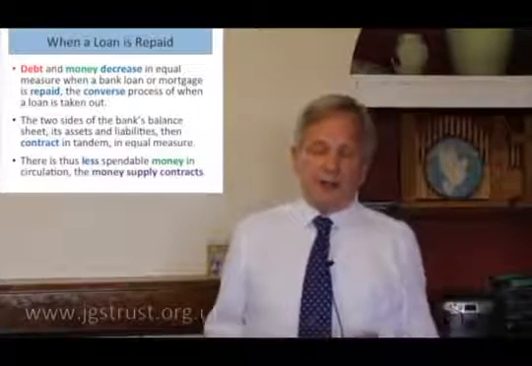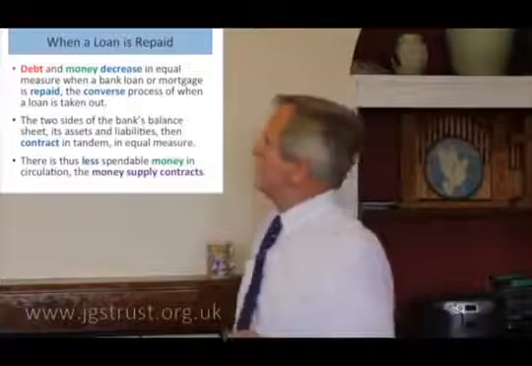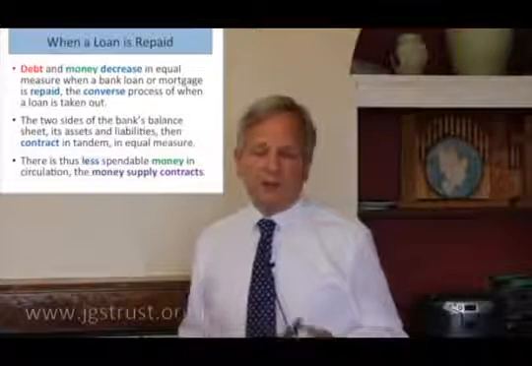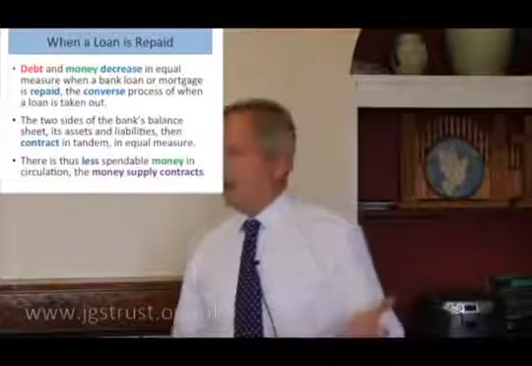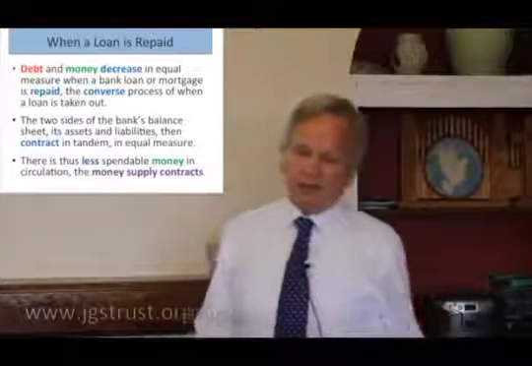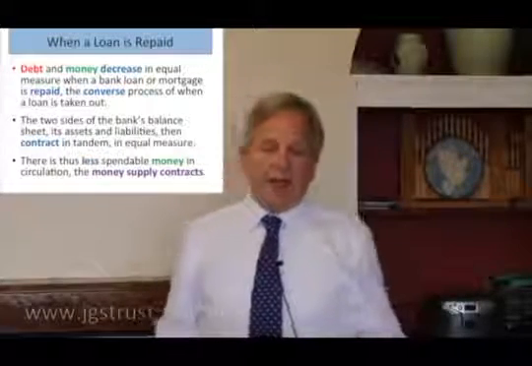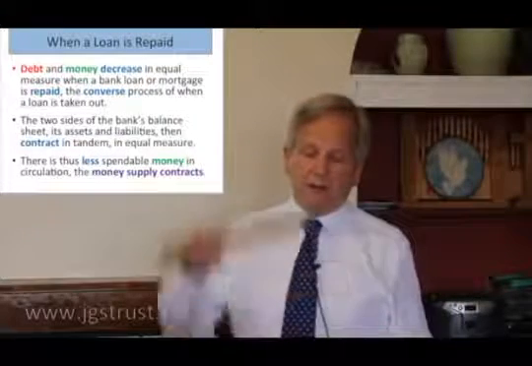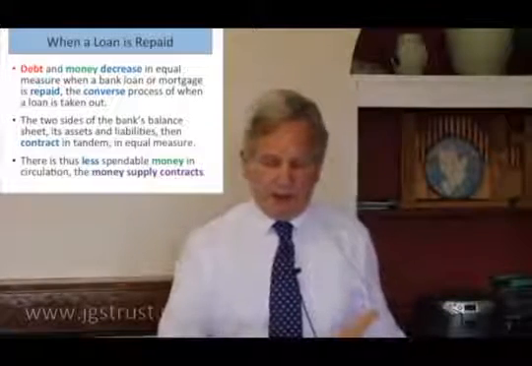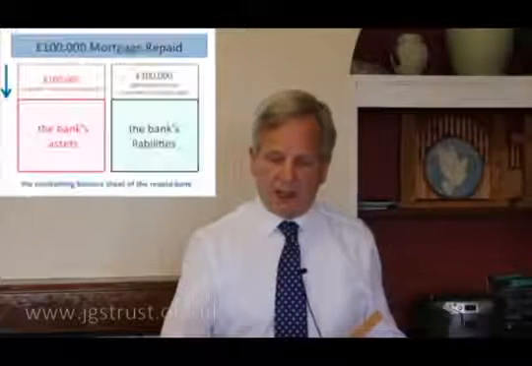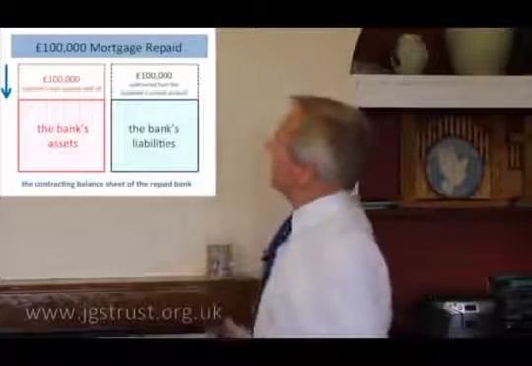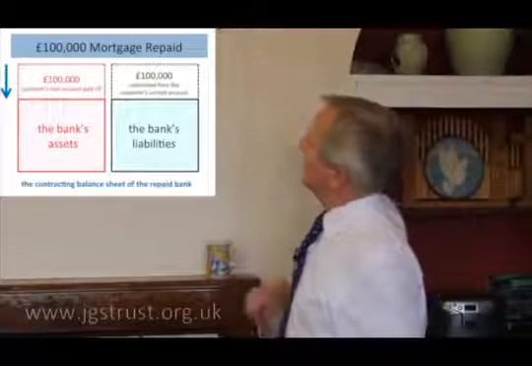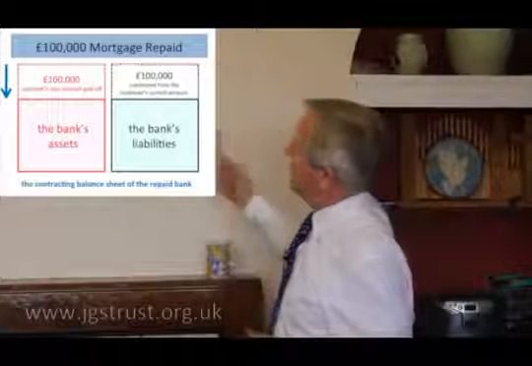Now there's a flip side to that expansion of the bank's balance sheet, when somebody comes along and repays their loan, pays money back to the bank. And in this case, the money supply contracts. Let's see that schematically. Here's the balance sheet. The dotted lines are before the event, and the solid lines are both before and after.